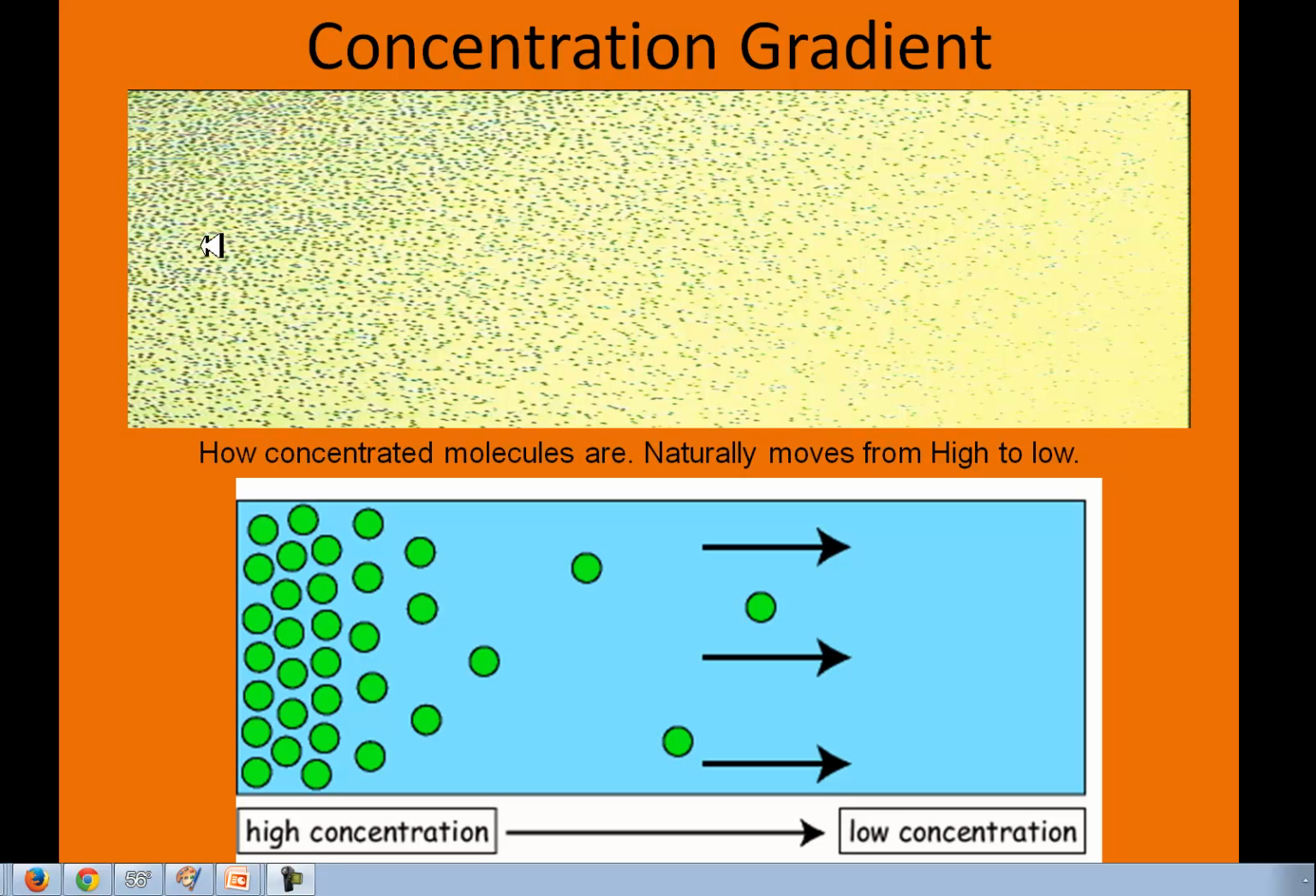As you can see, we've got a lot more of these greenish, yellowish dots on this side than we do on this side. And normal motion would be for the high concentration of solute to move from where it's high to where it's low. And you can see it on this section too. We've got more of the green blobs, high concentration, and the natural motion is to move this way. How concentrated the molecules are naturally moves from high to low concentration.